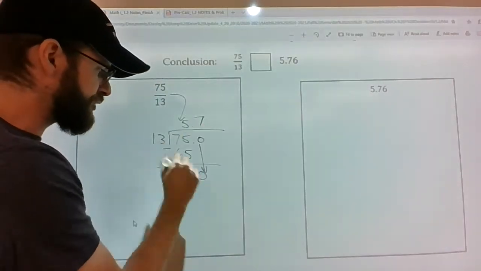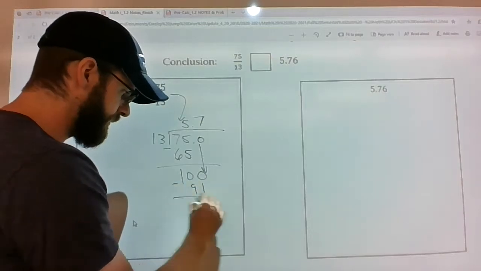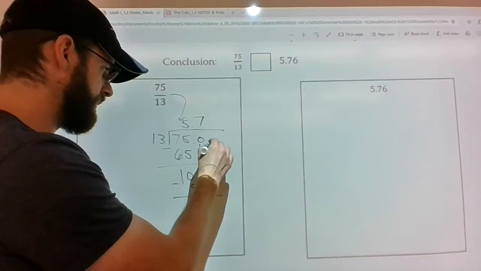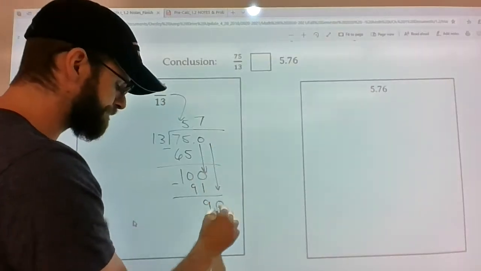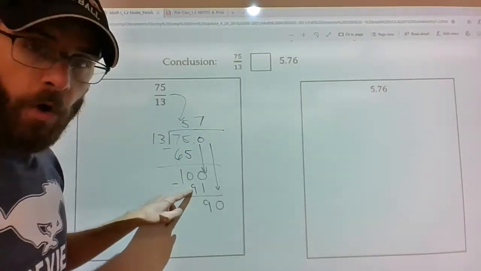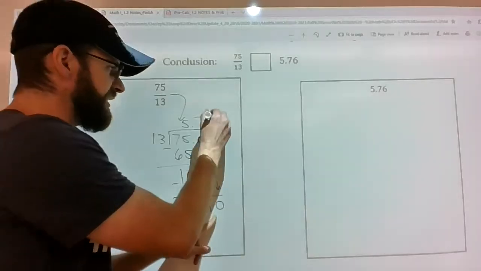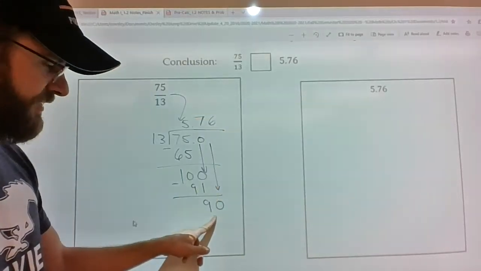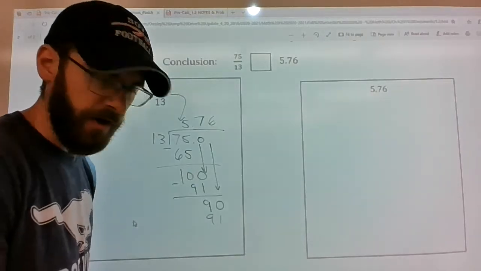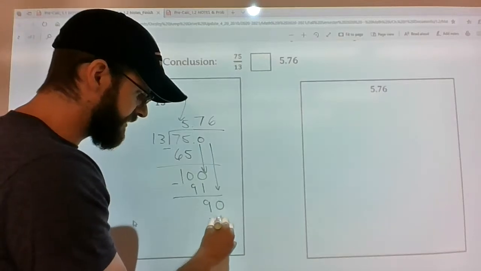7 times 3 is 21. Carry a 2, that'd be 7, 9. All right, so drop, it'd be 9. Drop another 0. Oh, if 7 times 13 is 91, then we've got to go down to 6, because otherwise it'd be 91 if it was a 7. That just doesn't work out. 6 times 13 is 78.